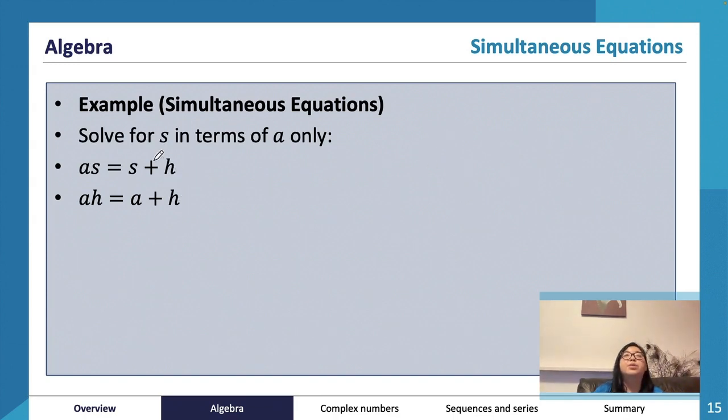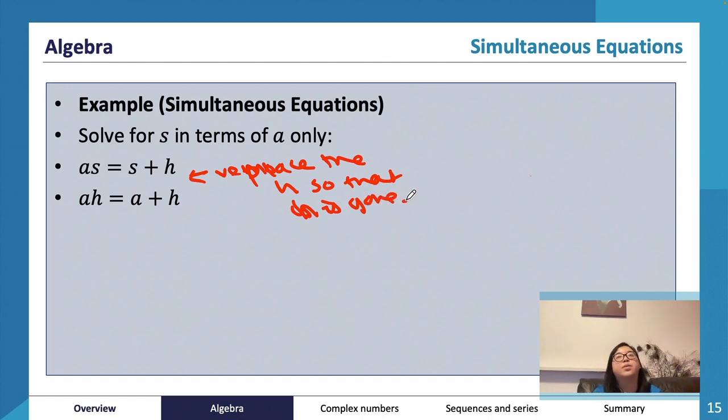Okay. So we want to solve for s in terms of a only, and we've got these two wonderful equations that we're trying to deal with, right? So we have as equals to s plus h, and then ah equals to a plus h, right? So the first thing that we want to do is replace the h so that h is gone, right? That's our first goal, to get rid of it.